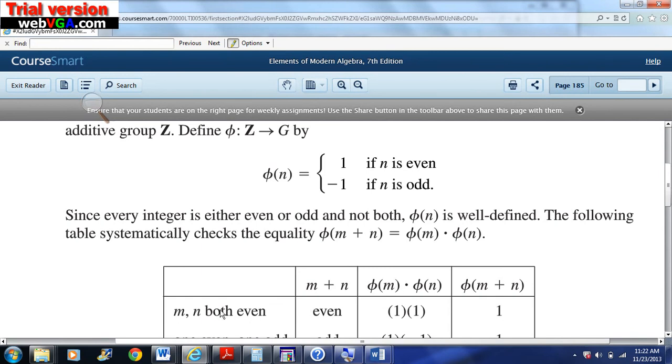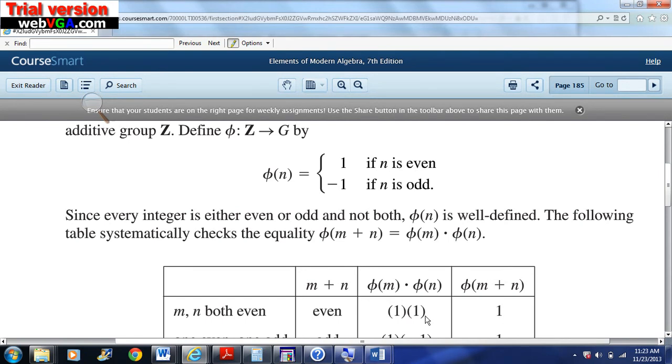And here we're saying they're both even. That's the first case that we're considering. So that means this would be even also. So if n is even, then phi of n, of course, would also be 1. So you would have 1 times 1, and that is the same as phi of m plus n, because you would have an even plus an even. That would give you an even, and then phi of an even, as you can see from looking at the above equation, phi of an even number would be a positive 1.